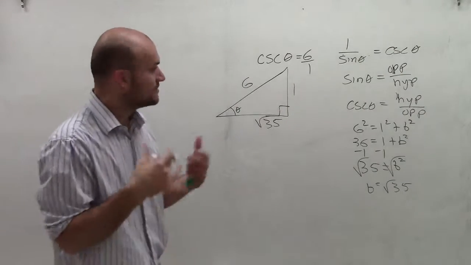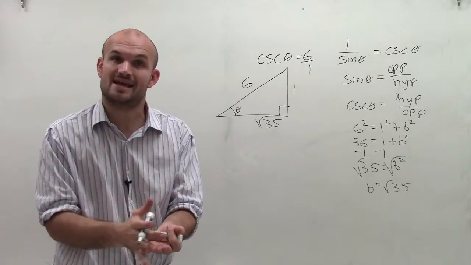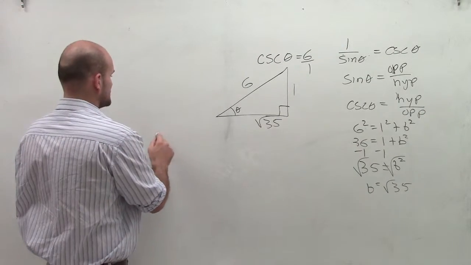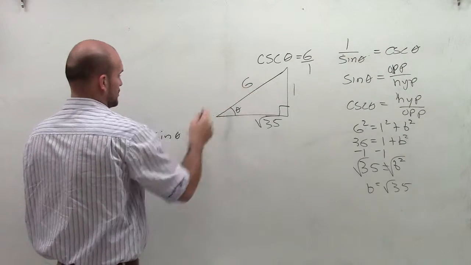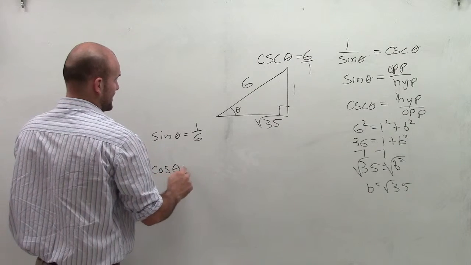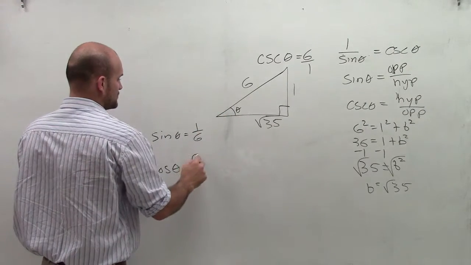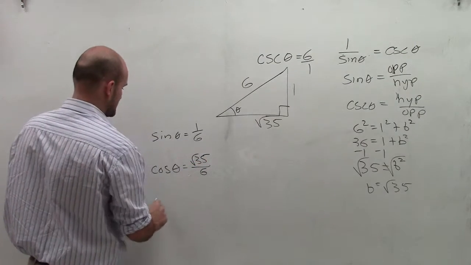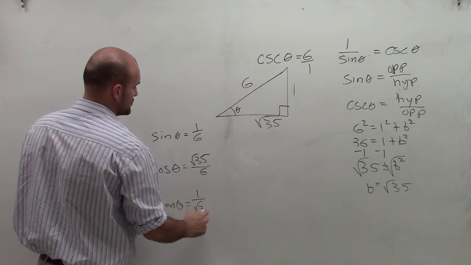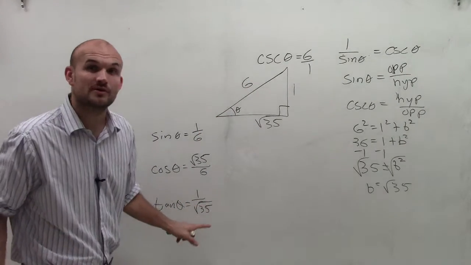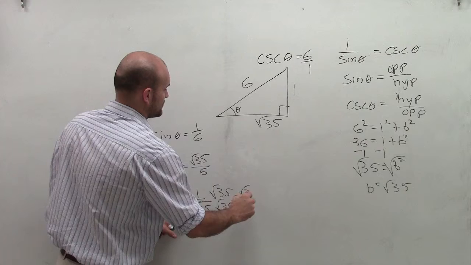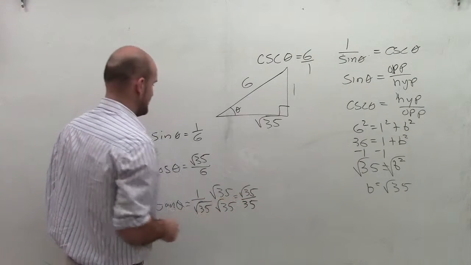All right. So now we just need to determine our sine, cosine, and tangent. Once we figure out those, we'll go ahead and do the reciprocal properties. So the sine, remember, is opposite over hypotenuse. So that's 1/6. Then we have the cosine of theta, which is adjacent over hypotenuse, which is the square root of 35 over 6. Then we have the tangent of theta, which is opposite over adjacent. So it's 1 over square root of 35. But remember, you cannot have a square root of 35 on the bottom, so you have to rationalize the denominator. Therefore, we'll have square root of 35 over 35.